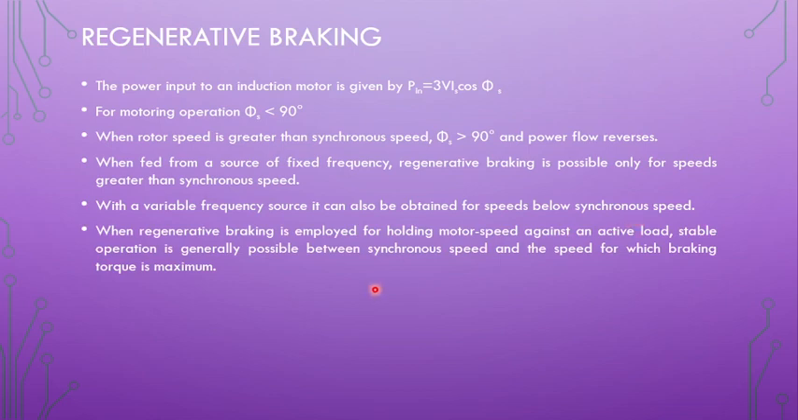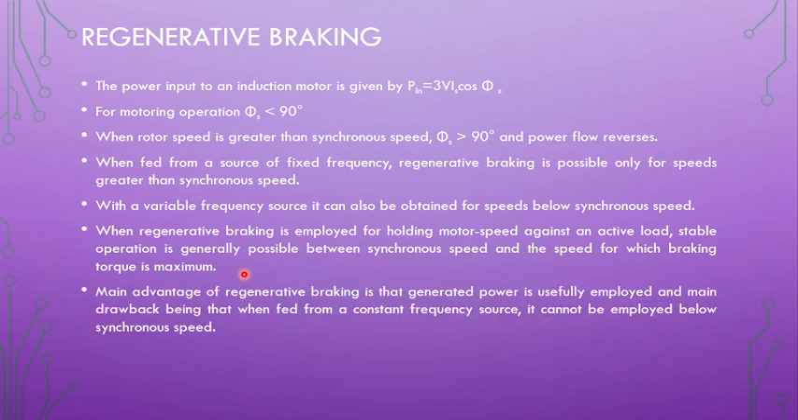Okay, so when regenerative braking is employed for holding the motor speed against an active load, regarding the types of load we had a discussion a few weeks back. If it is an active load, then stable operation is generally possible between synchronous speed and the speed for which braking torque is maximum. Between these two speeds, regenerative braking can be easily employed. The main advantage is the generated power is useful, and the main drawback is that if we are using a constant frequency source, it cannot be employed for speeds below the synchronous speed.